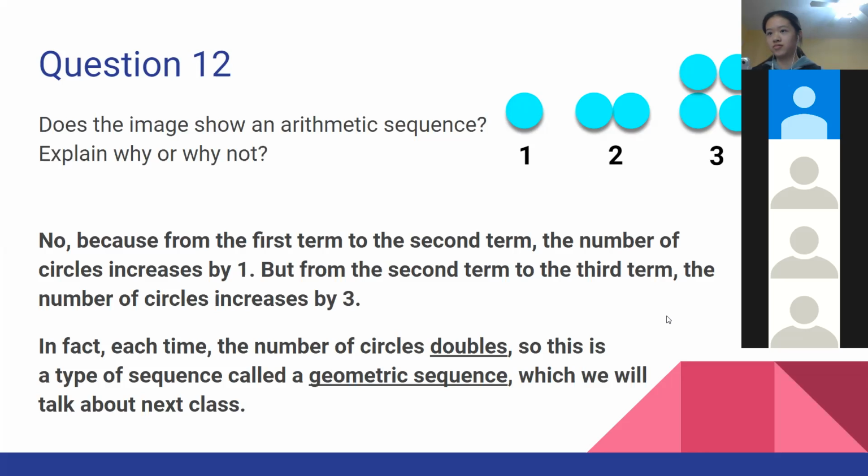We're multiplying by 2 in the sequence, right? Times 2, times 2, times 2. So it'd be a geometric sequence, but we'll talk about that next class. So it's not an arithmetic sequence. Just remember that in an arithmetic sequence, you're adding or subtracting a term each time, but in a geometric sequence, you're multiplying or dividing a term each time. Okay, go to the recap.